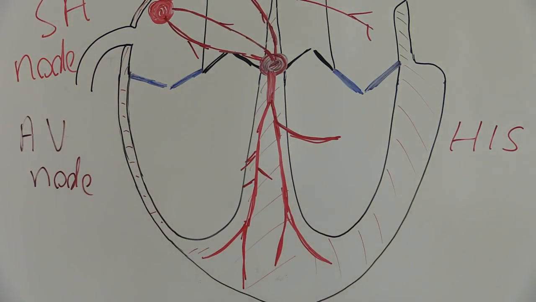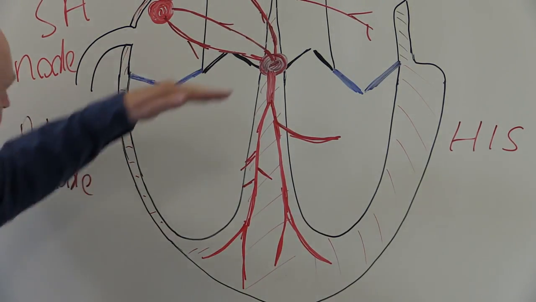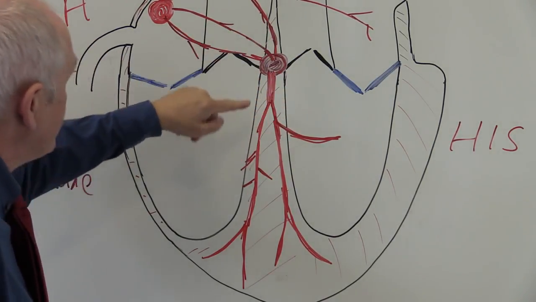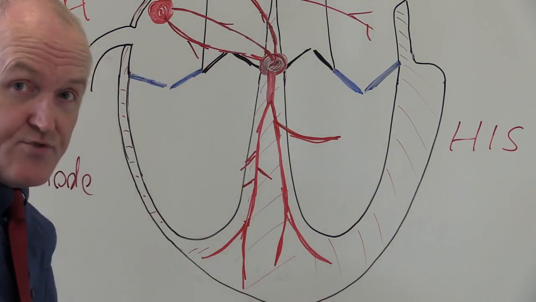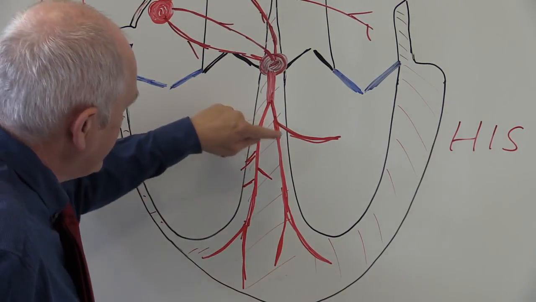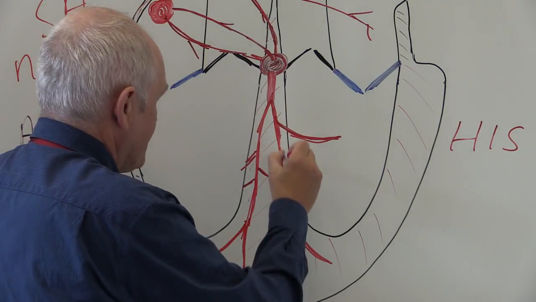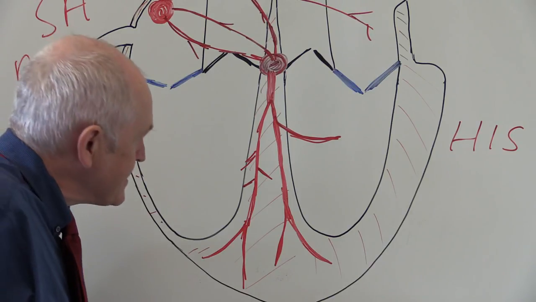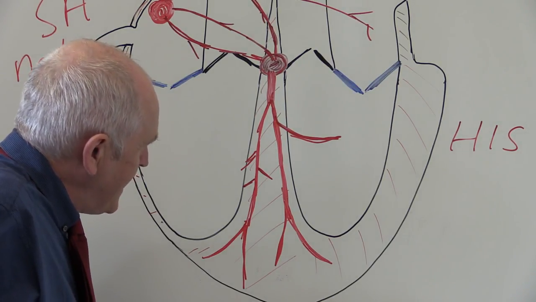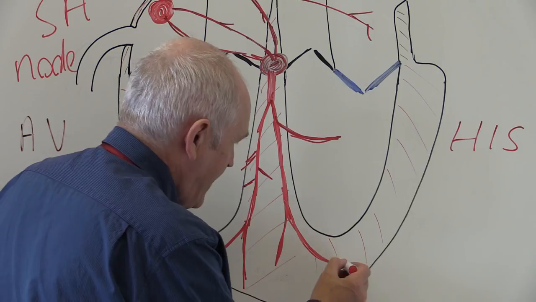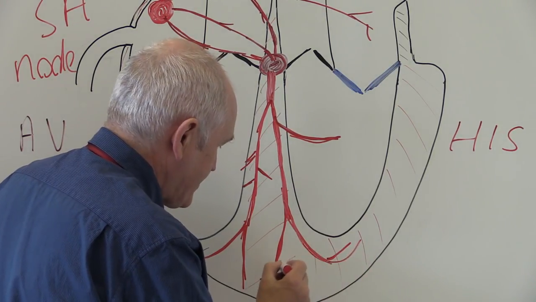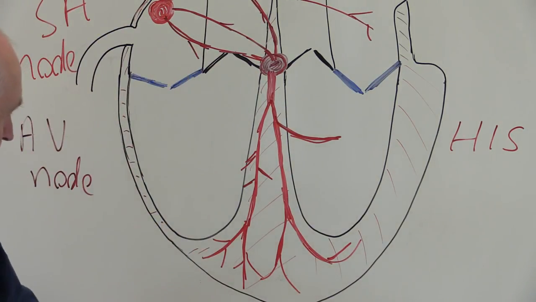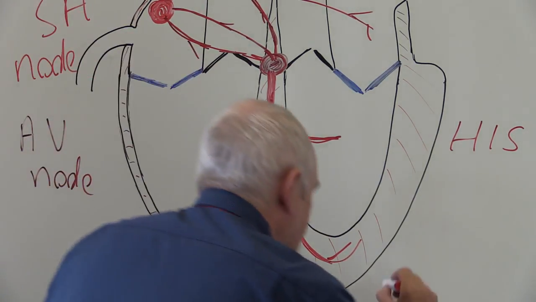So what we see now is the bulk of the impulse that's been picked up by the atrioventricular node, rapidly transmitted down through the atrioventricular bundle of His into the left and the right bundle branch, has been transmitted down towards the cardiac apex. And at the cardiac apex, smaller fibres start taking the impulse into the ventricular myocardium. And these smaller fibres are called the Purkinje.